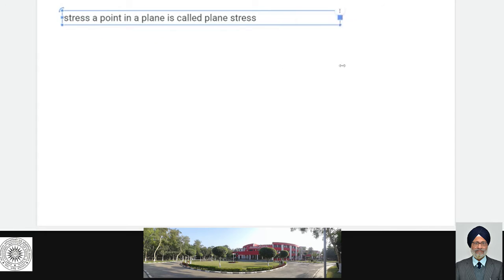Okay. So now we will study how to determine the stress at a point. Stress at a point in a plane is called plane stress. The stress which is acting at a point in the plane is called the plane stress.